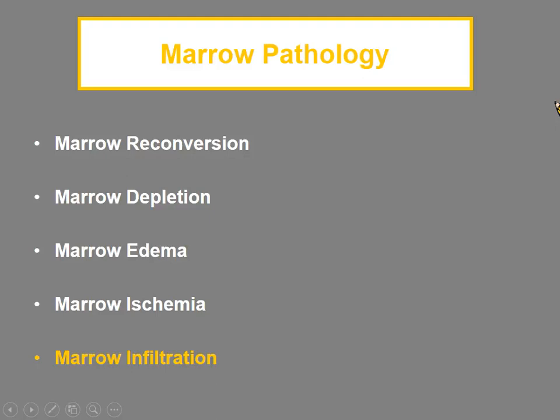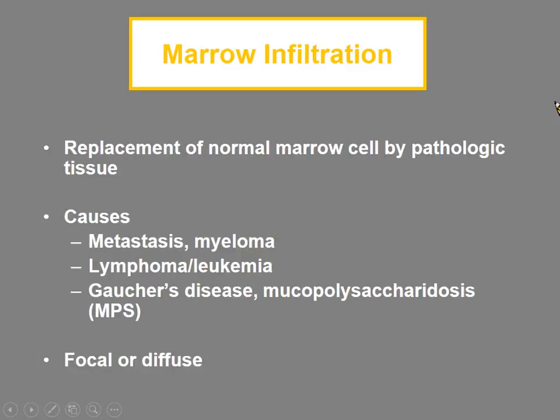Now, finally, marrow infiltration. In patients with marrow infiltration, what happens is the normal tissue, either the myeloid tissue or the fat, gets replaced with pathologic tissue. There are several causes, the most common of which is metastasis and myeloma. And in terms of distribution, they can occasionally be focal, but more commonly, they tend to be diffuse.